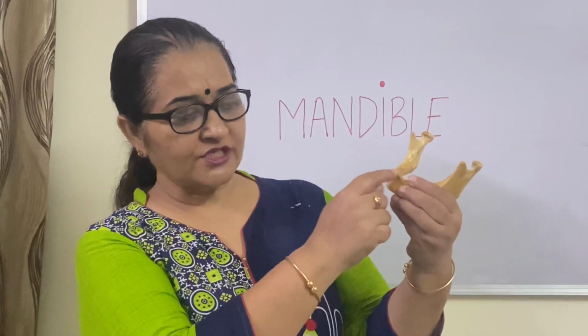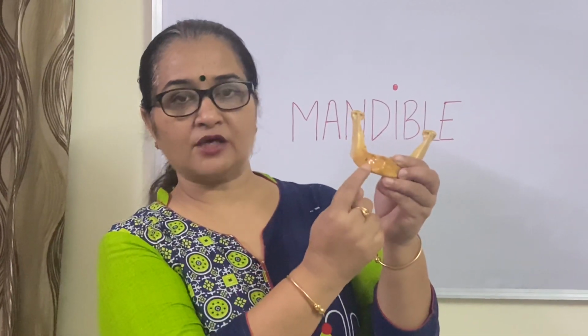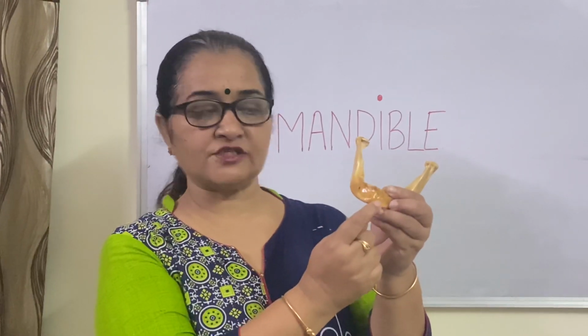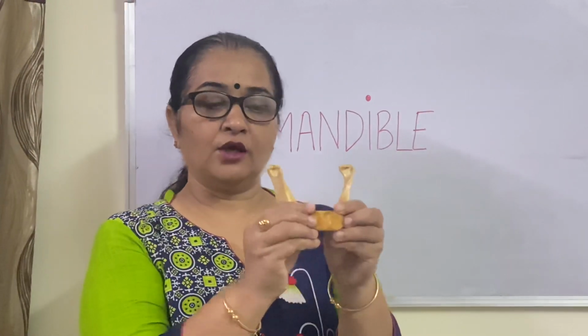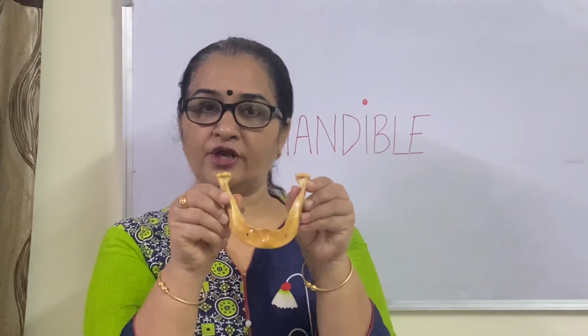Now if we see the mental protuberance, it is a triangular area. The inferolateral part of this triangular area is known as the mental tubercle. So small elevations are present over here. Now when the fusion happens, this is the body of the mandible and these are the two rami.